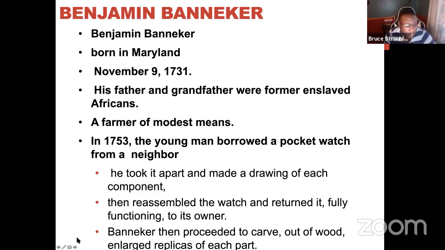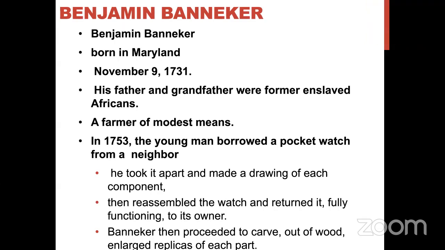All right. So I know you're saying, y'all know who Benjamin Banneker is? Y'all heard of him? Yes. Okay, good.